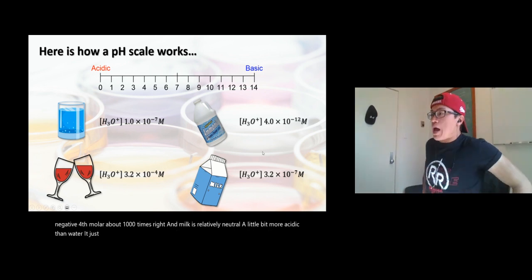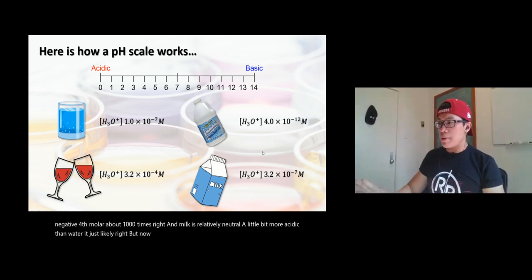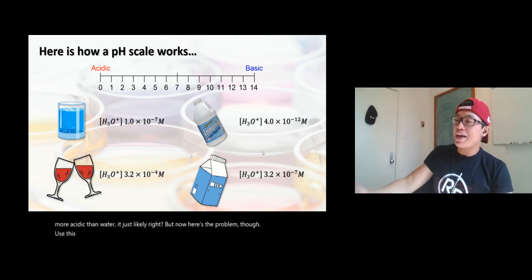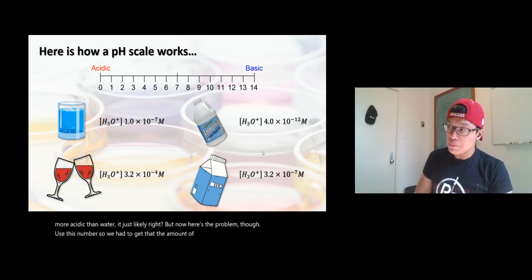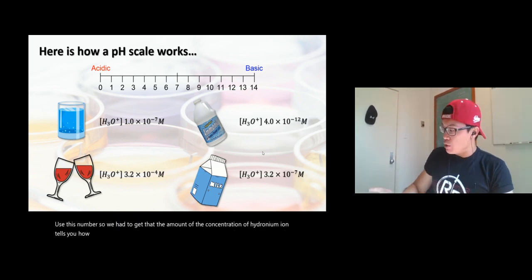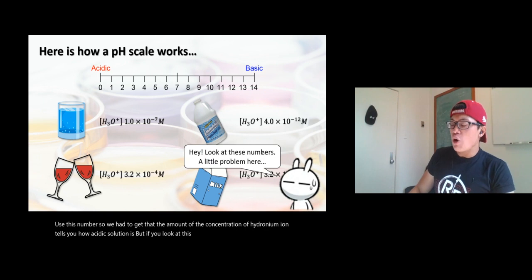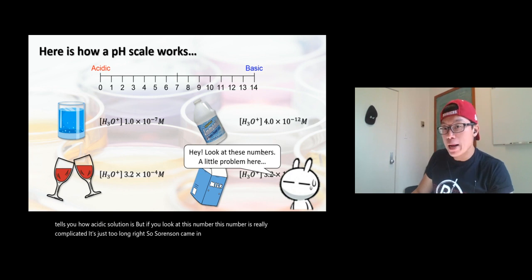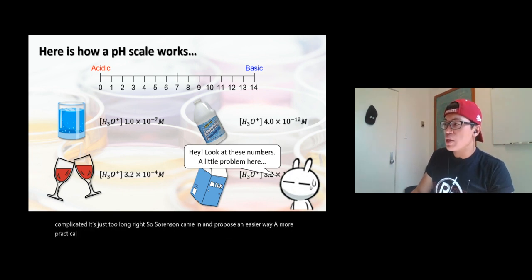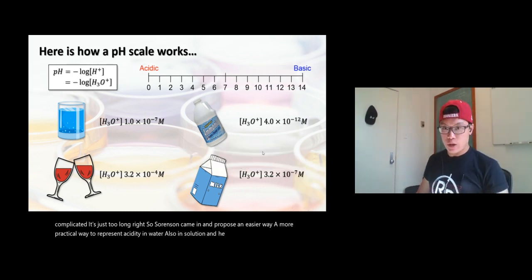But now here's a problem. The concentration of hydronium ion tells you how acidic a solution is, but if you look at these numbers, they're really complicated. They're just too long. So Sorensen came in and proposed an easier, more practical way to represent acidity in solution, and he came up with the pH scale.